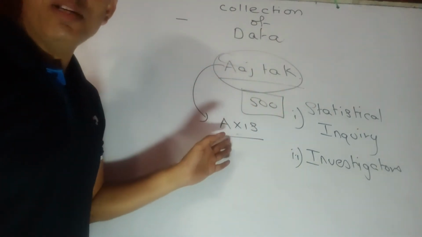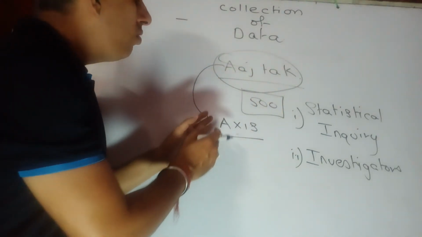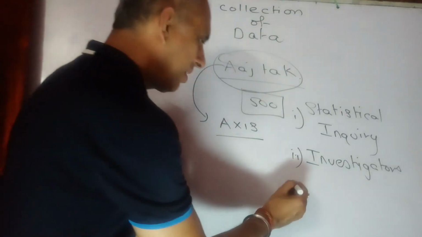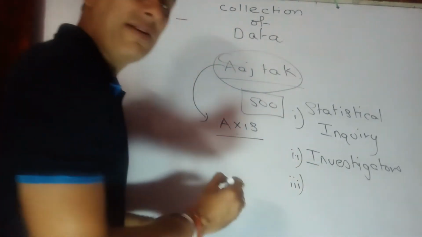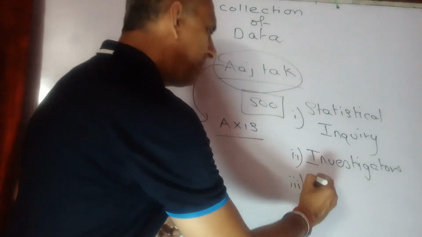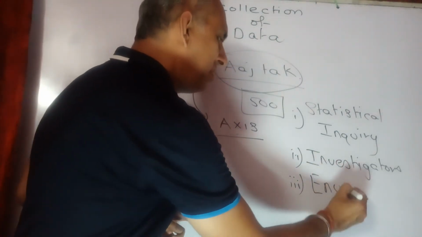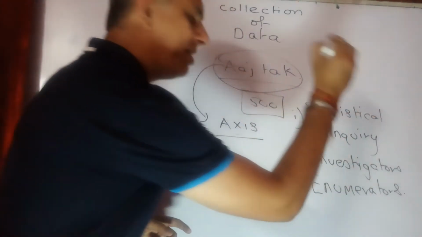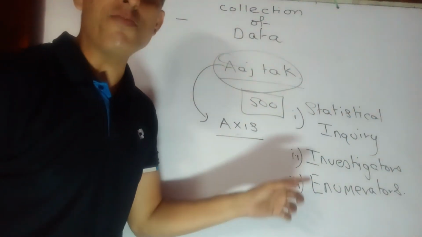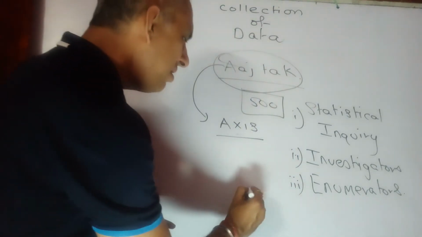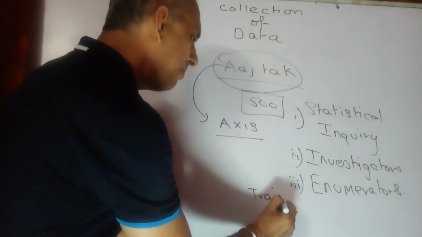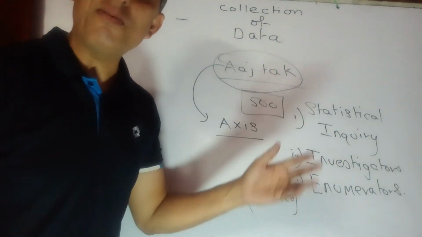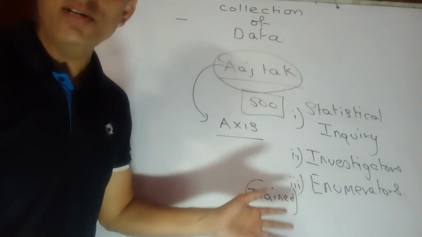The second group of people involved is Access, who helped the investigators in collecting the information. Clear? They are the ones who help them. They are referred to in statistical terminology as enumerators. They are generally a trained group of people. They can be from within the organization, or they can be from outside, as in our example.